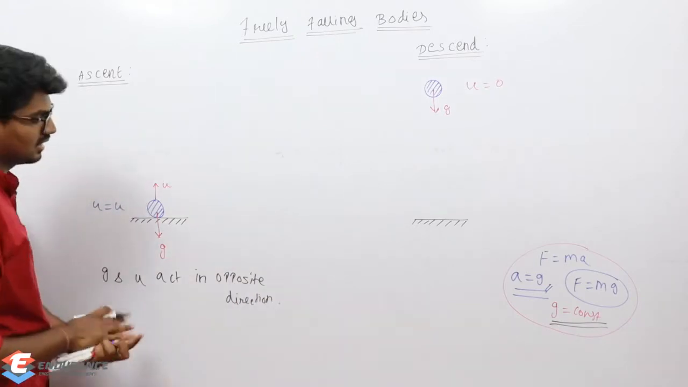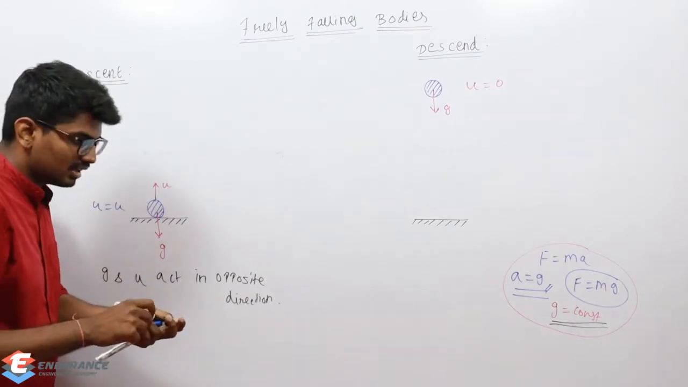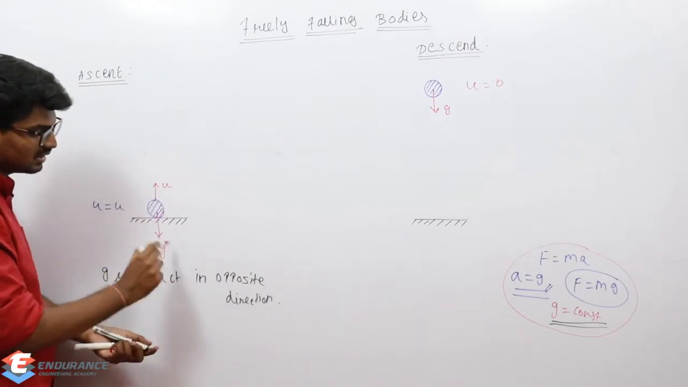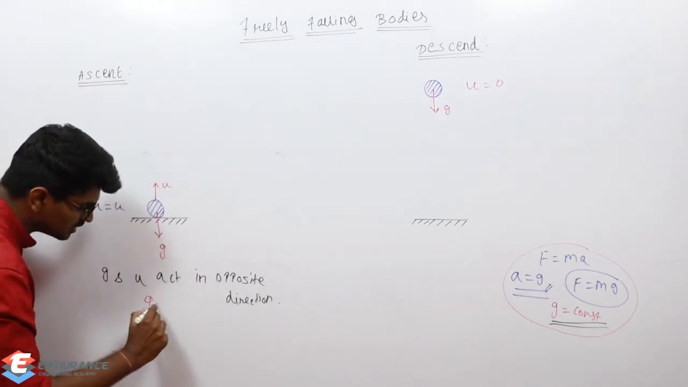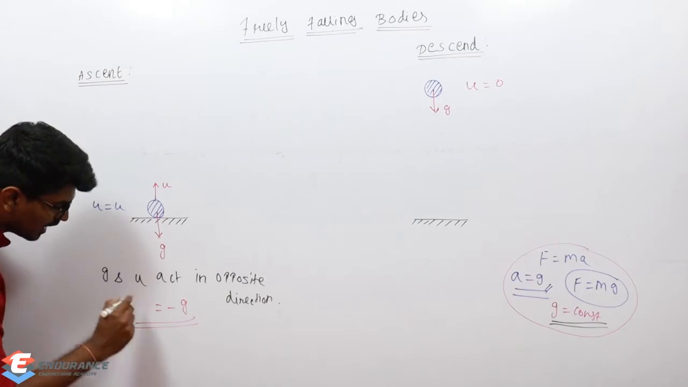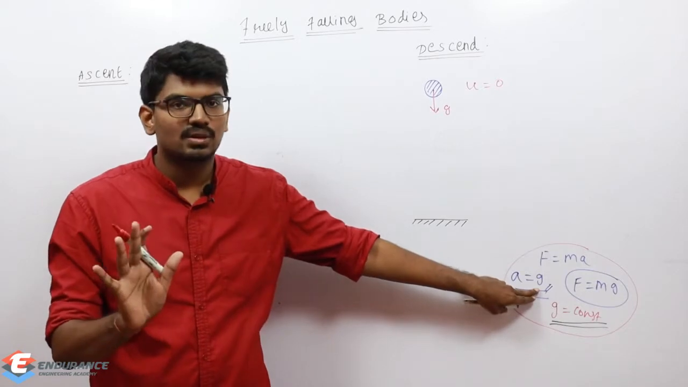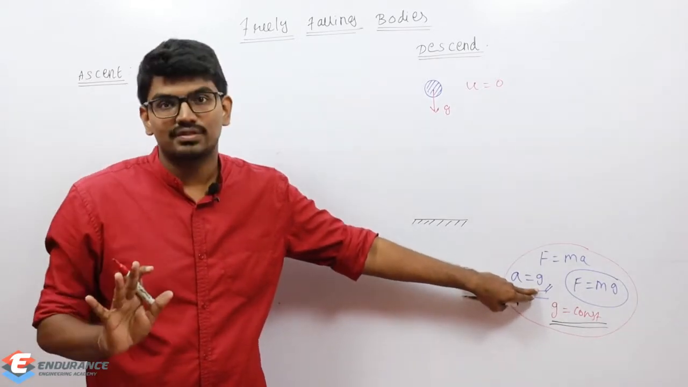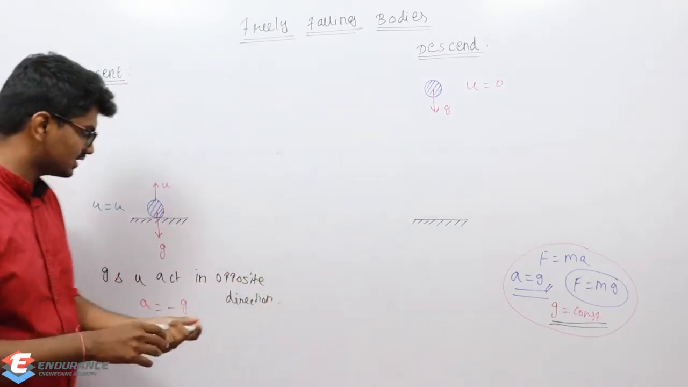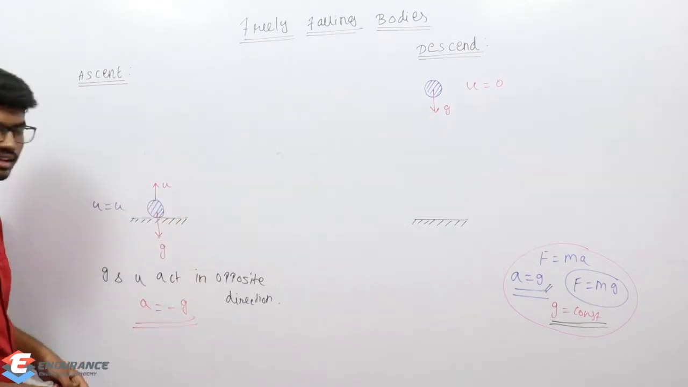So what we can say, since u and g are acting in opposite directions, both of them will have different signs. So let us assume velocity to be positive. Since g is opposing the velocity, g will be minus g in this case. Or simply, a will be minus g. In general, the magnitude of a is g and constant, but based on the situation, sometimes it will be minus, sometimes plus. Since here acceleration due to gravity is opposing our motion, we are taking a equal to minus g.